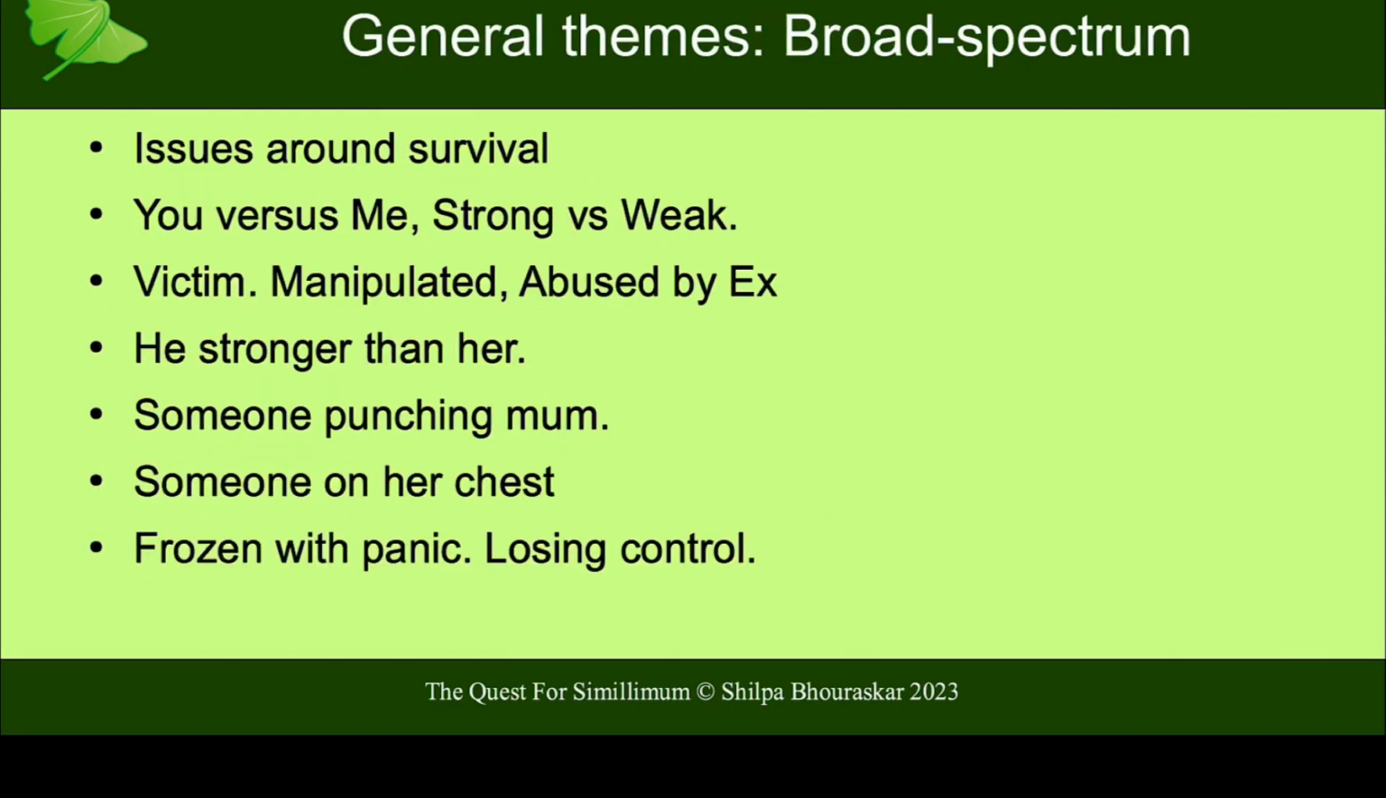So I've divided these general themes into 3 parts, okay? This is the topmost. Imagine you're looking from the bird's eye view, and this is the broad spectrum of themes that come up in her case based on her journey at stage 3. She speaks about issues around survival. In her dreams, remember, somebody was punching her mom. Somebody was on her chest, suppressing her, oppressing her. So it's this aspect of you versus me. Somebody's stronger than her and she's weaker.